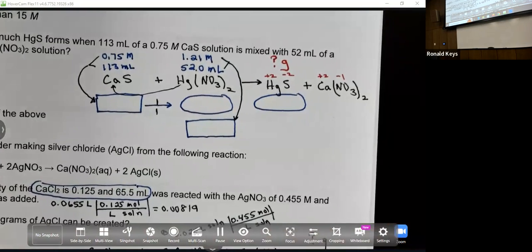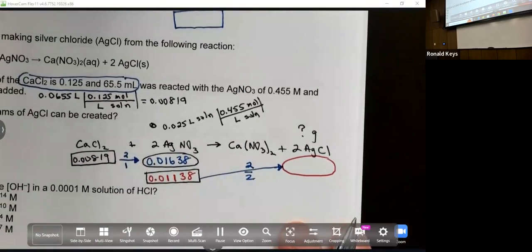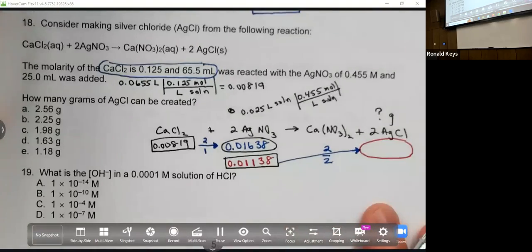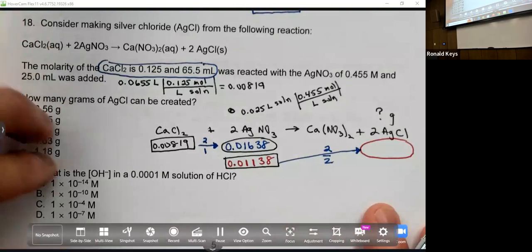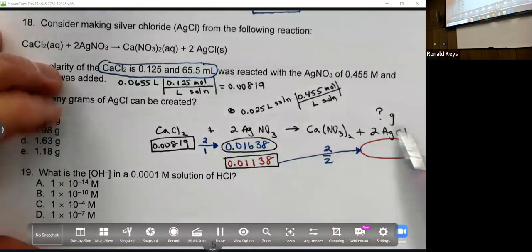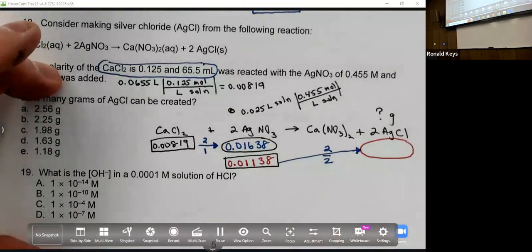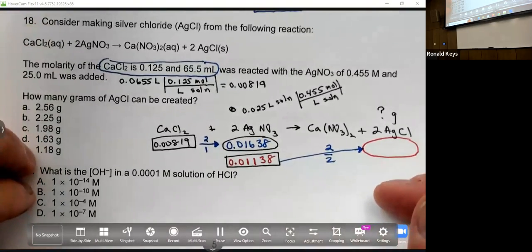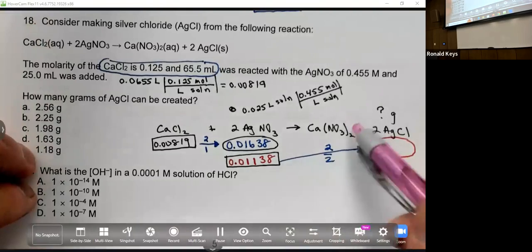18, we must have laid out last time as well. So 18 we laid out last time. Here's all the reaction. Here's everything. All we had to do was convert moles to grams. So you can look that up in this recording when I send it out.